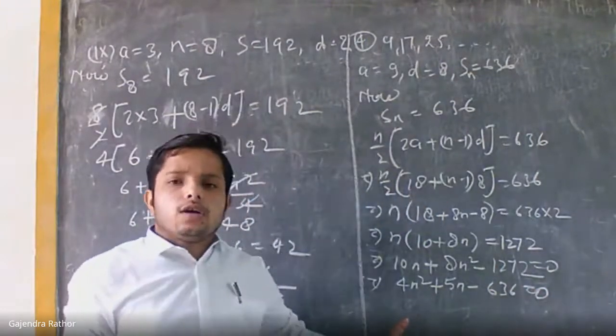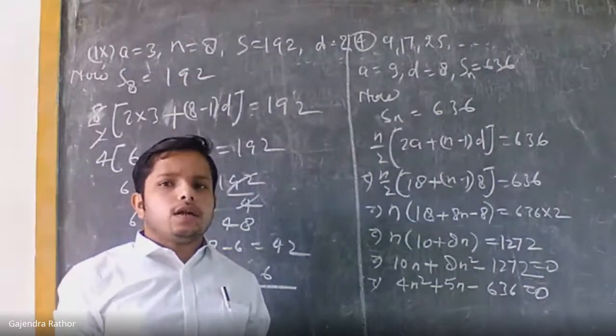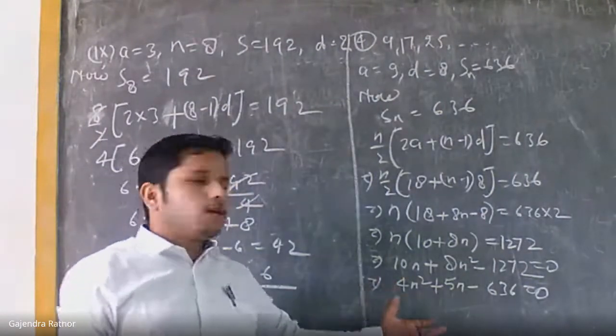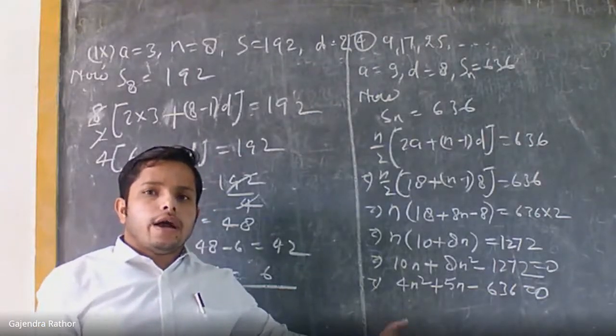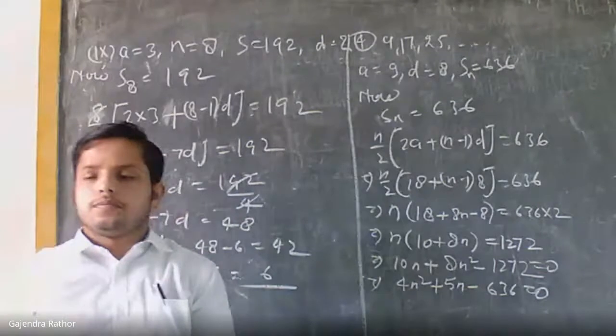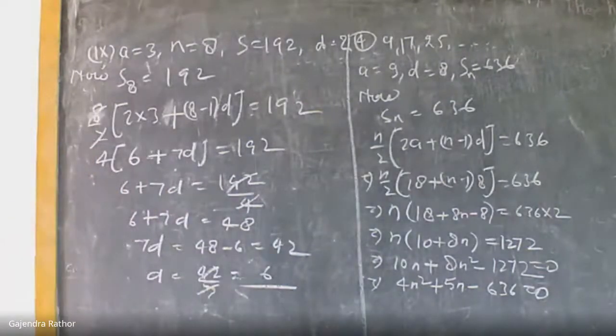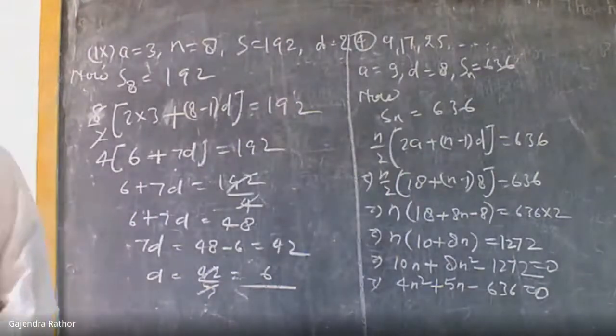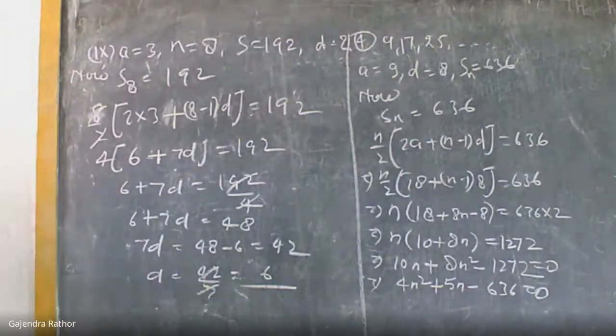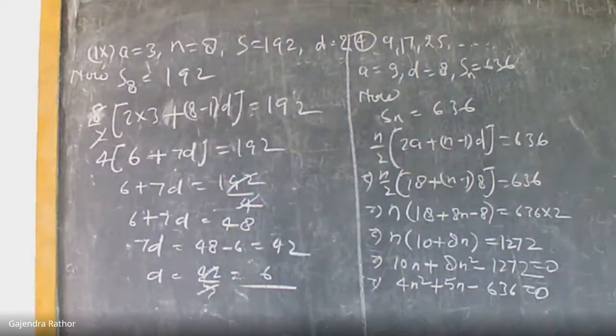So in the last we got one quadratic equation in terms of n. So solve the quadratic equation and find out the value of n. In this equation you will get two values of n. Please reply with both values.